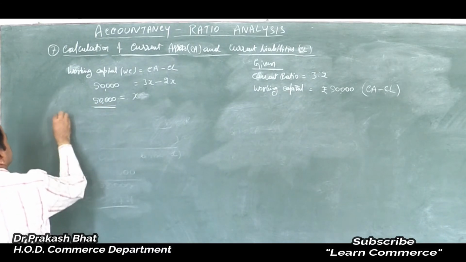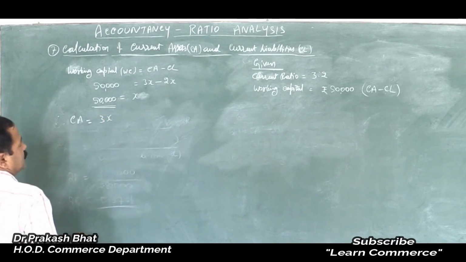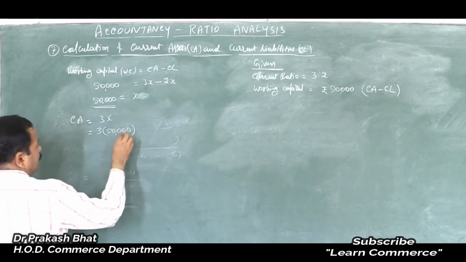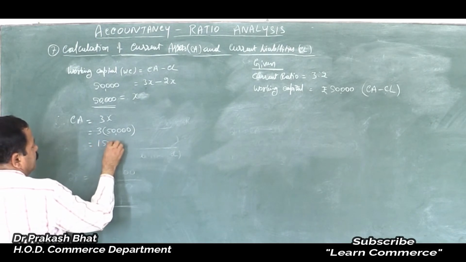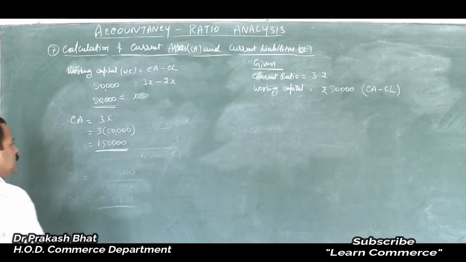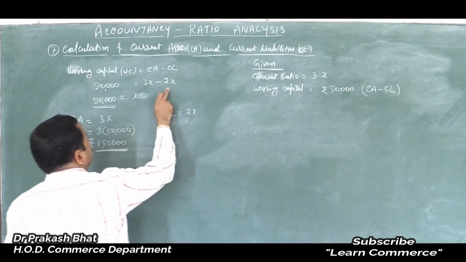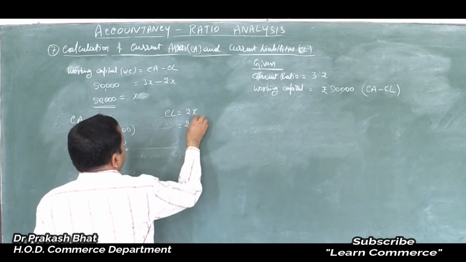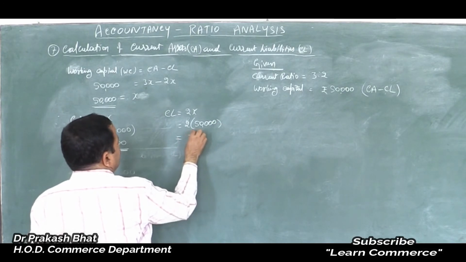Therefore, current assets is equal to 3x, or is equal to 3 into x. The value of x is 50,000. Am I correct? Value of x is 50,000. We have already found out. So it will be 3 into 50,000 is equal to 1,50,000. Do you agree with this? Rupees 1,50,000. Then current liability is equal to 2x, here given in the problem. We have derived it, isn't it? 2x. So is equal to 2 into x, and x value you know it very well, 50,000, isn't it? Is equal to rupees 1 lakh.